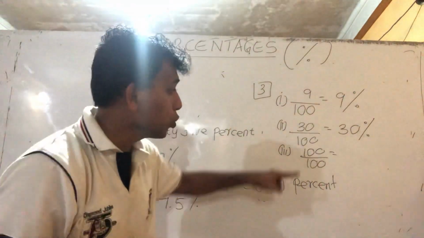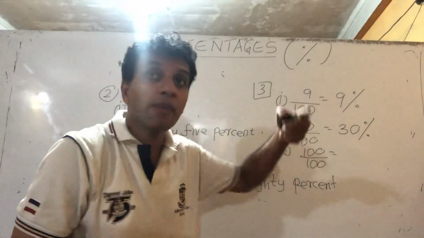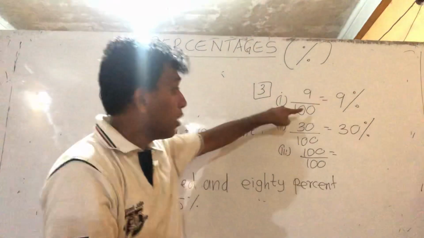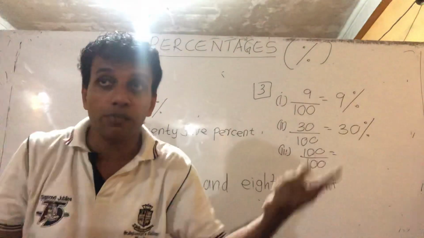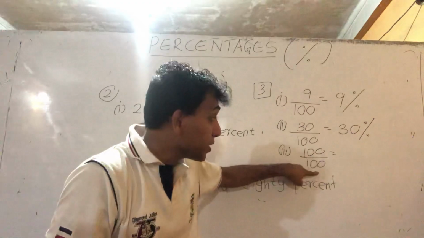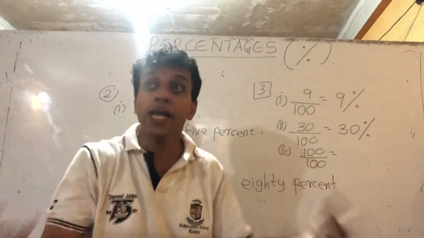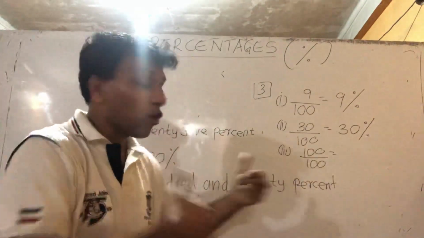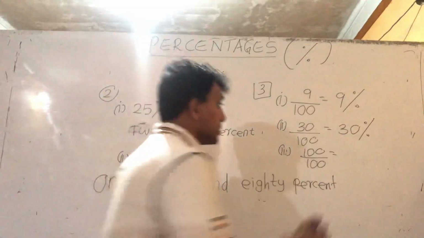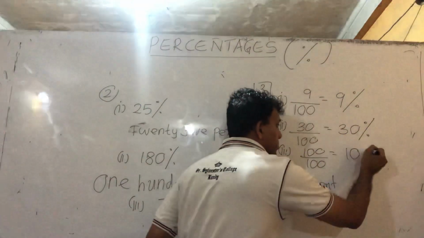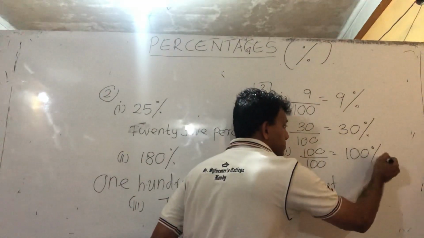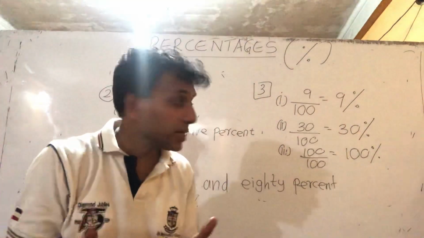One of you took 30 marks out of 100 in mathematics. One of you got 9 marks out of 100 in some subjects. One of you may get 100 out of 100 for mathematics in future exams if you follow all my videos. So what is the answer? 100%.